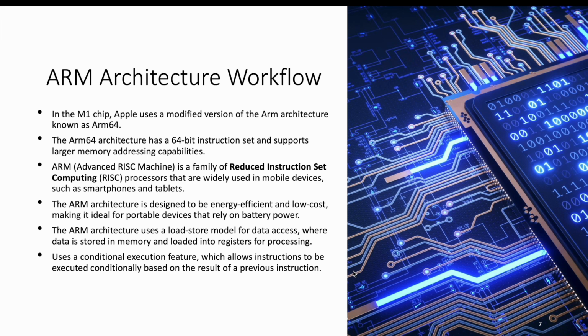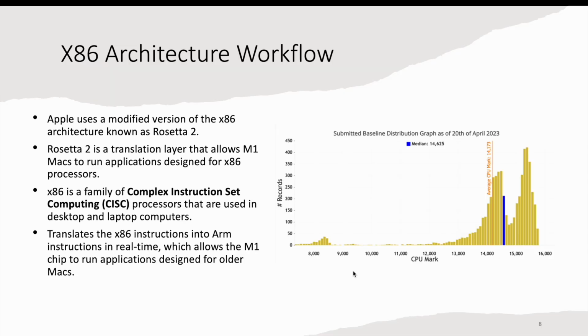And the ARM architecture also uses a conditional execution feature, which allows instructions to be executed conditionally based on the result of a previous instruction. So this can reduce the number of instructions needed to perform a task. One of the other important aspects of the ARM processor is the use of coprocessors, which are additional processing units that can be used to offload specific tasks from the main processor. So this was about the ARM architecture, and next we'll look at how the x86 architecture has been designed.